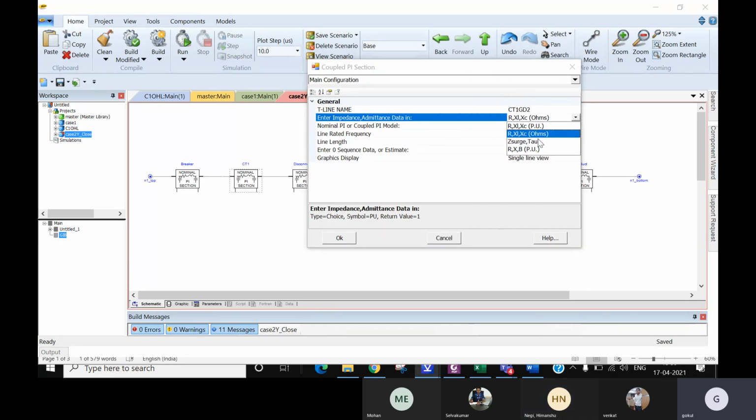But here also there are a lot of methods like R and X and XC, inductive reactance and capacitive reactance in per unit or in ohms, and just RXB in per unit. If you have a surge impedance, then you can use it. For the time being, we are going to use ohms because we have this value with us in ohms. I'll show you that.